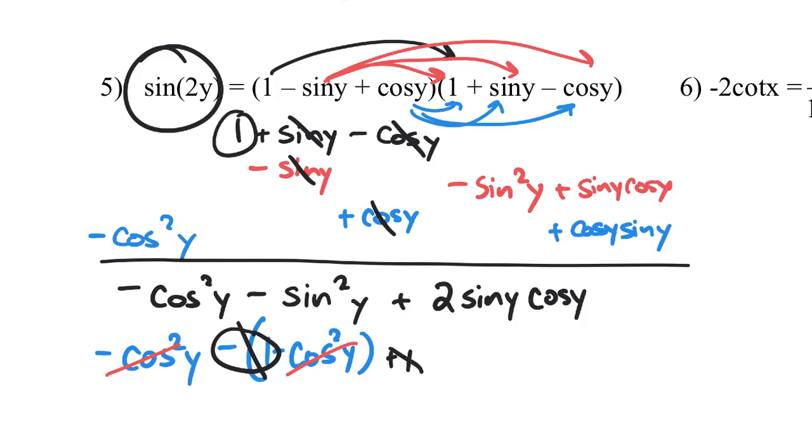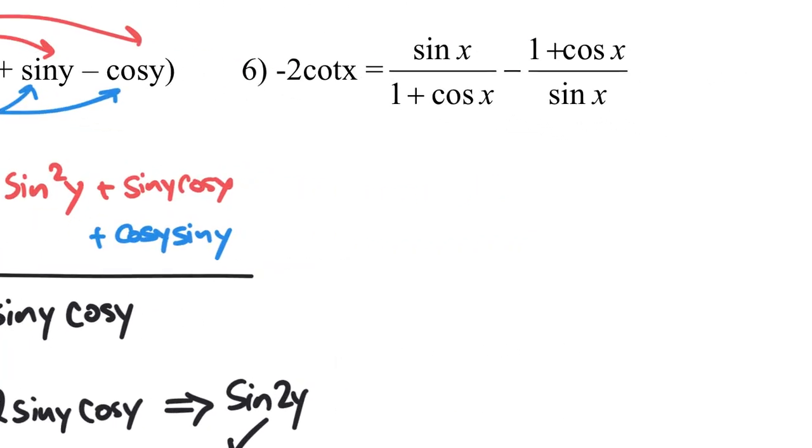So when it's all said and done, all the other stuff has canceled, and we're left with 2 sine y cosine y, which is the same as the sine of 2y, which is where we were going. So in this case, we distributed, and we were able to cancel quite a bit. All right, guys, one last problem here.